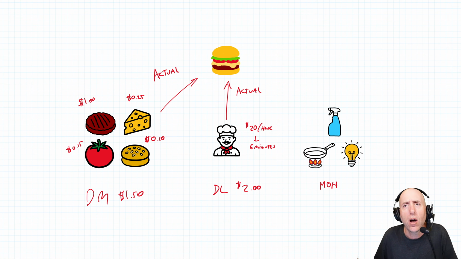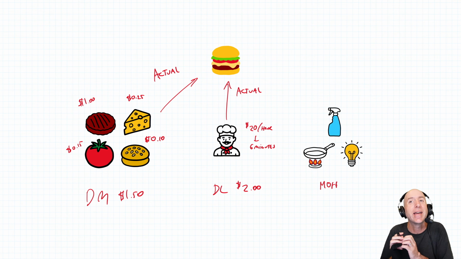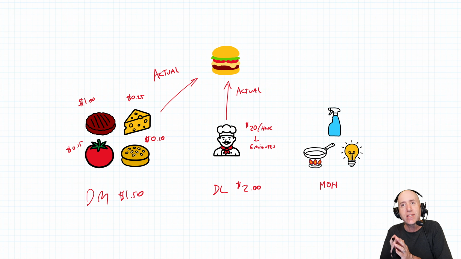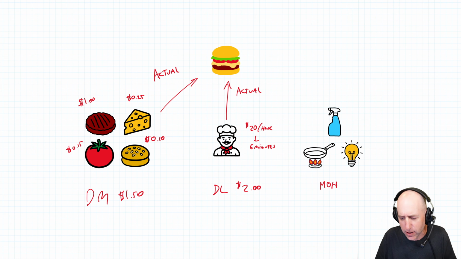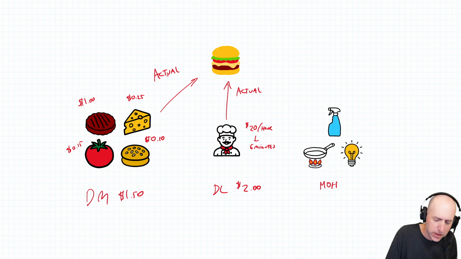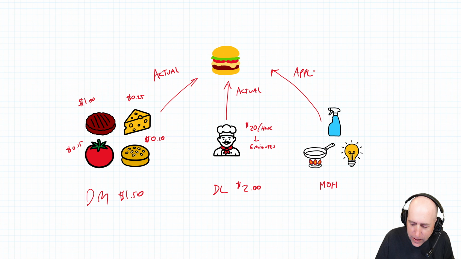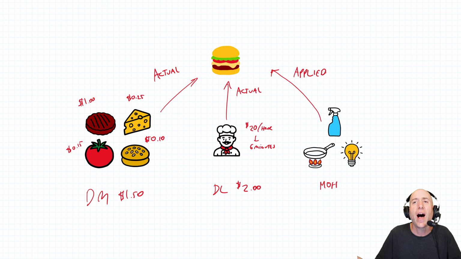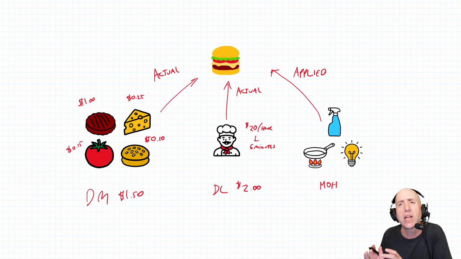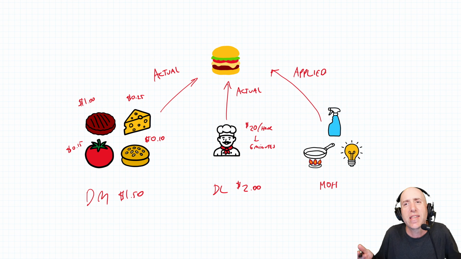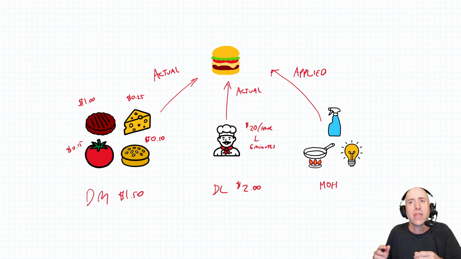Now, the truth is we don't know. And so we have to make an estimate. Now, there's some specific jargon here. We say, well, we use the actual material, we use the actual labor. With overhead, we make an estimate and we say we apply the estimate. So it's applied overhead. And you'll hear that term all through, and it's just the estimated amount of overhead that we're going to include in the burger's cost.